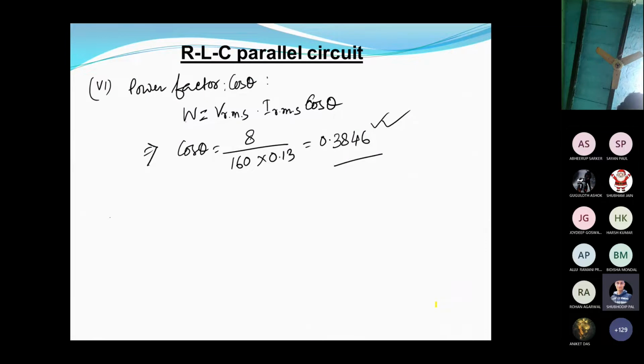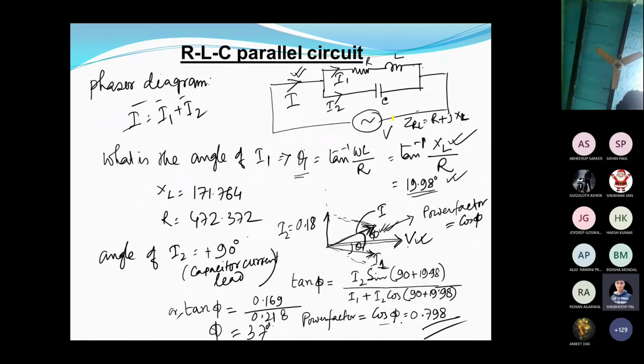Next is power factor. Similarly, VRMS and IRMS, and the cos theta. This IRMS is the net current, not the individual current. Okay. And from here also you can calculate the cos theta value. Sir, could you show the previous slide once again?